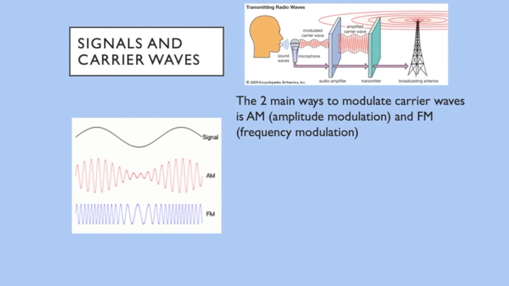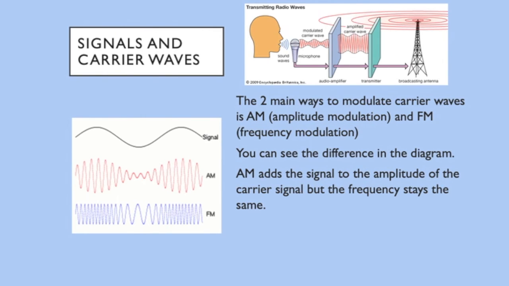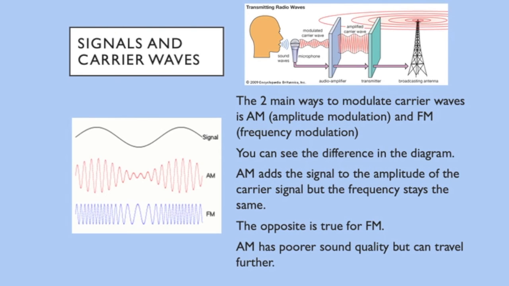The two main ways to change carrier waves are AM, amplitude modulation, and FM, frequency modulation. You can see the difference in the diagram. AM adds the signal to the amplitude of the carrier wave, but the frequency stays the same. The opposite is true for FM. AM has poorer sound quality, but can travel further.